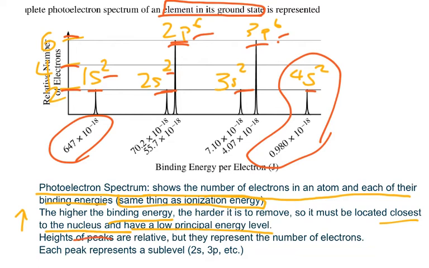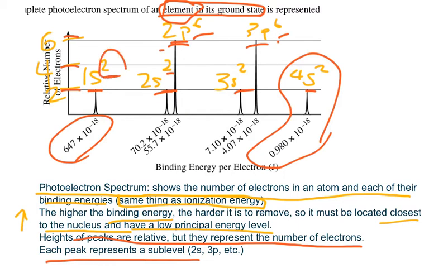So heights of peaks are relative, but they represent the number of electrons, and each peak represents a sublevel. So we talked about that, and let's try to figure out which element this is showing. So as you can see, this is an element, so keep a note of that. And in addition, remember, in an element, it's not an ion, it's an element or an atom. So therefore, the number of electrons equals the number of protons. So we can count the number of electrons.